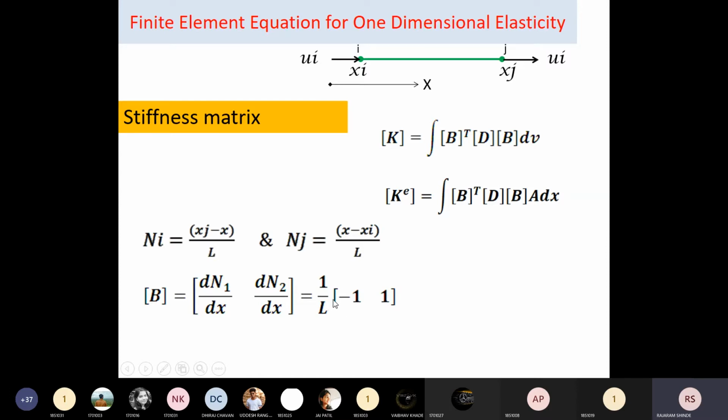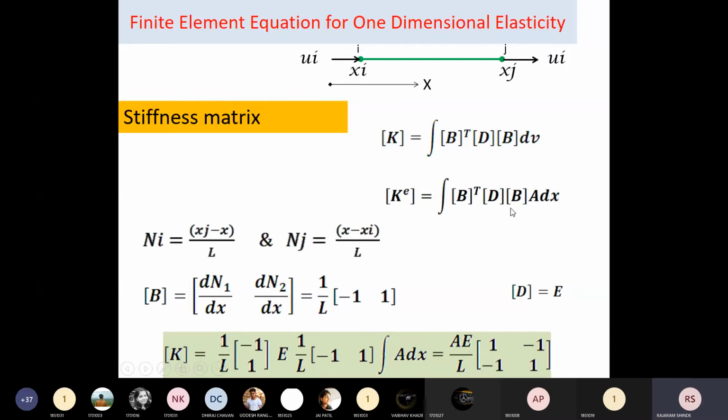So when we take 1 upon L common, it becomes minus 1 1. Now for the one dimensional problem, it is the modulus of elasticity. Already I have told you. Next one here, integration. For integration, I have taken all the terms outside the integration. A also I have taken outside the integration, and when we integrate this, you will get AE by L times the matrix 1 minus 1, minus 1 1. This is your stiffness matrix. You have to remember this is your K, and already you have used this K for solving the problem.